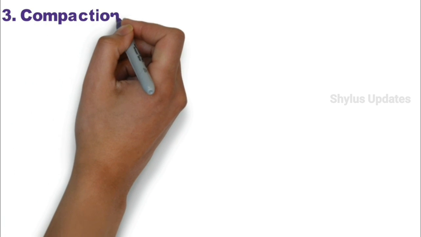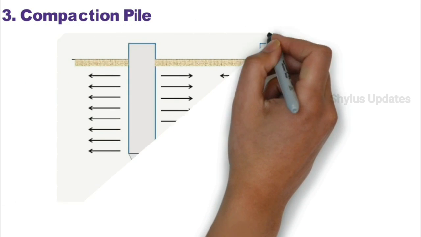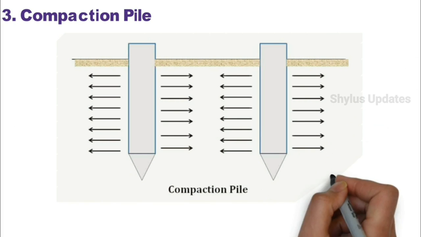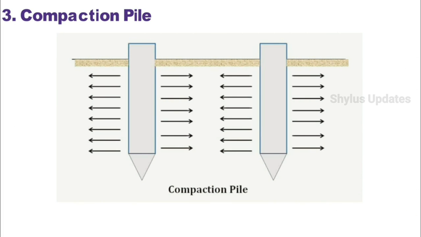Compaction pile. When a pile is inserted into granular soil to increase the bearing capacity of the soil, it is called a compaction pile. Sand piles are commonly used as compaction piles, in which a pipe is inserted into the ground so that the soil around the pipe undergoes a lateral movement and compaction of the soil occurs. Then the pipe is slowly pulled out and filled with sand. This is how the sand piles are prepared.